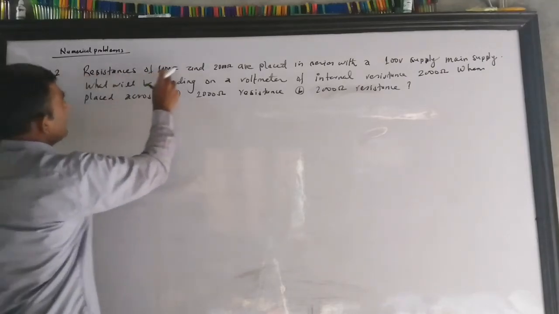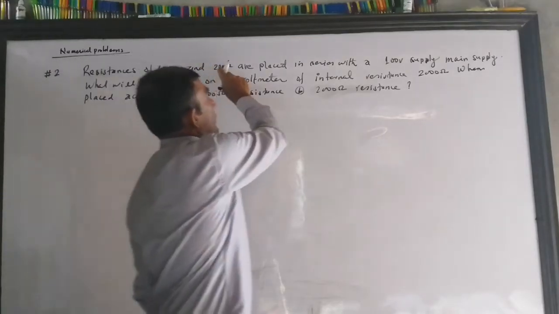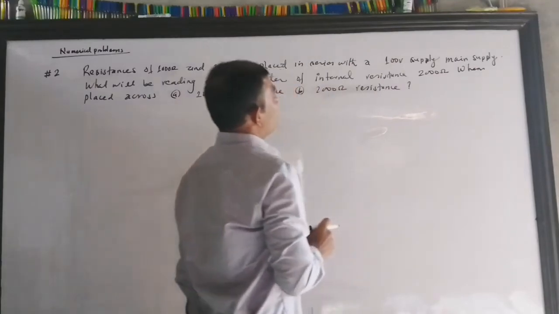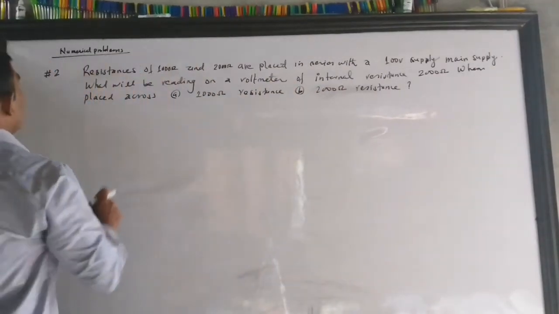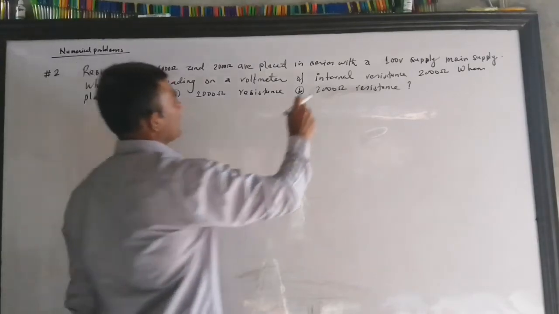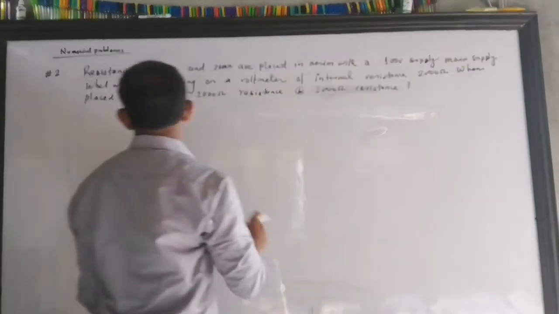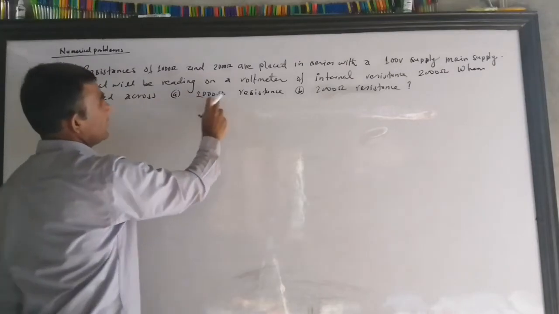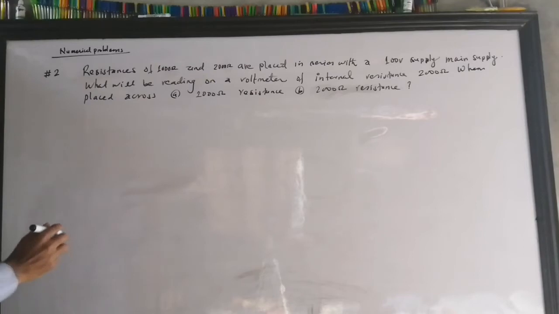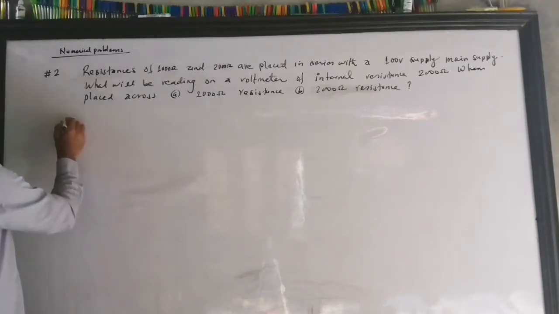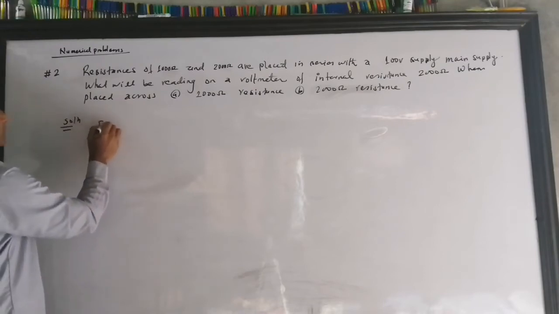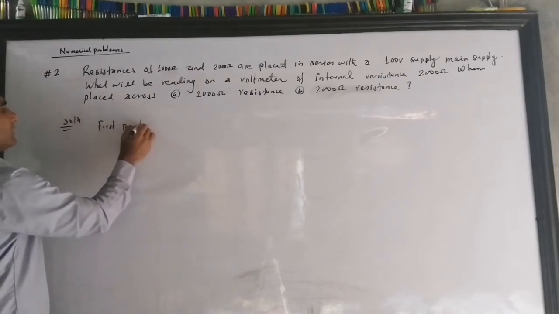Okay, what is the question? Resistances of 1000 ohm and 2000 ohm are placed in series with a 100 volt supply. What will be the reading on a voltmeter of internal resistance 2000 ohm when placed across 1000 ohm and 2000 ohm respectively? There are two cases. Okay, and so let's see the first part.